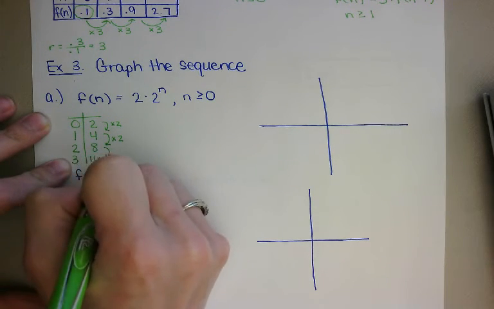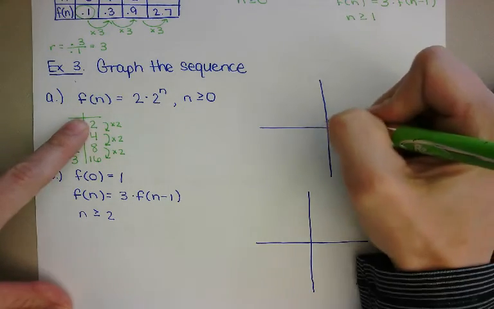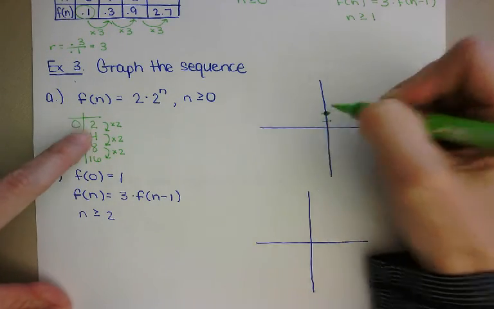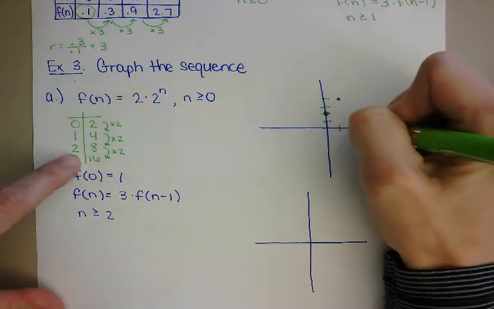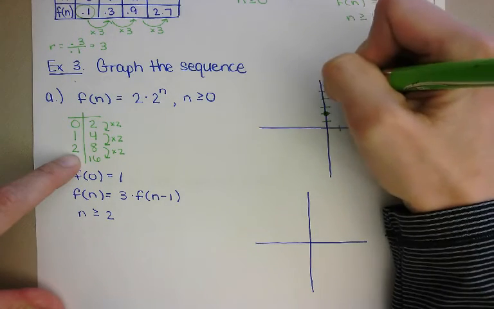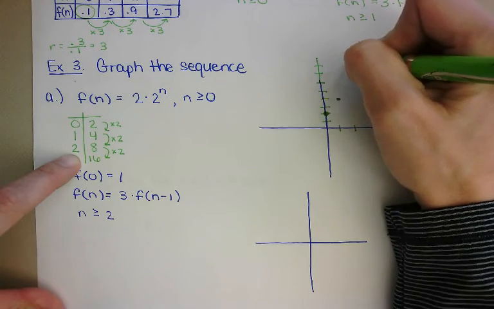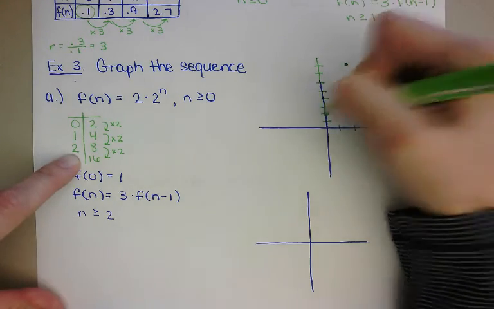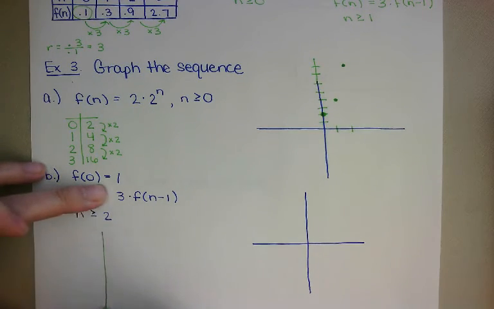Or you could just keep doubling. I'm not going to graph that because it's too big. So I'm going to go to 0, 2. Then I'm going to go to 1, 4. And then I'm going to go to 2, 8. This should not be linear. It should kind of be a curve. Leave it discrete.